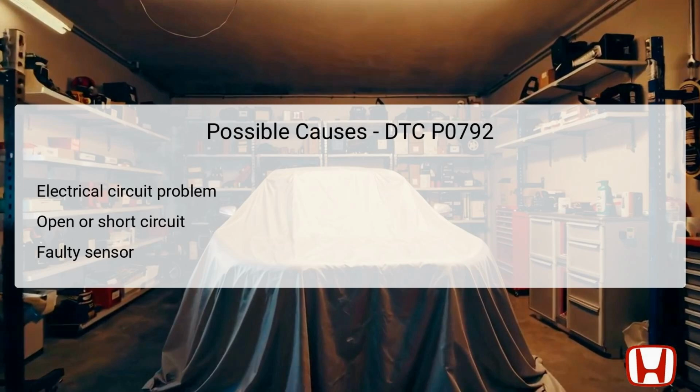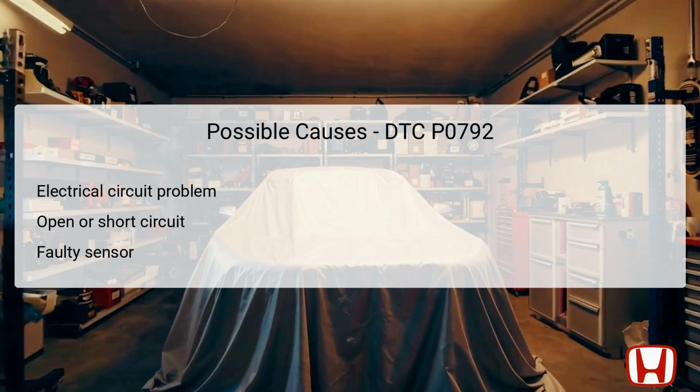The possible causes of DTC P0792 primarily stem from electrical circuit problems. An open circuit refers to a break in the path through which current flows, while a short circuit means an unintended pathway for the current, leading to incorrect readings from the sensor. These issues can result from wear and tear, corrosion, or faulty connections within the wiring harness associated with the intermediate shaft speed sensor. Additionally, the sensor itself may be defective, leading to inaccurate readings sent to the PCM.